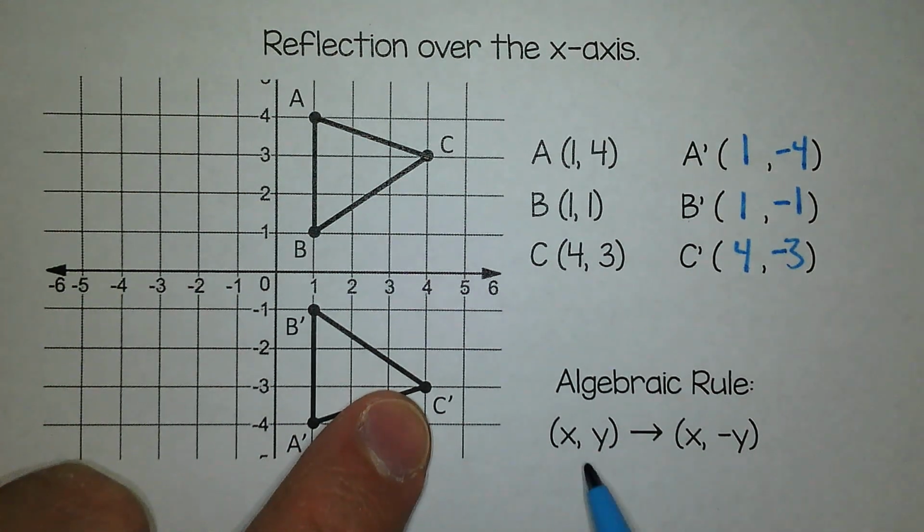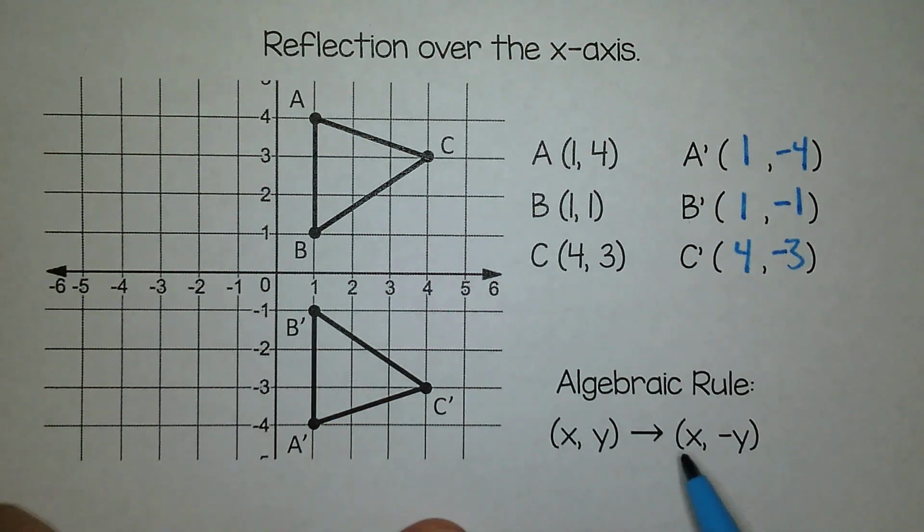And then the algebraic rule: (x, y) transforms to (x, -y). Now again, that does not mean that it's always going to be a positive becomes a negative. If your y value is already negative, you have to change the sign of it from a negative to a positive. So the negative sign in front does not dictate that it is a negative. The negative sign in front is just telling you to change the sign of whatever the original y value is.